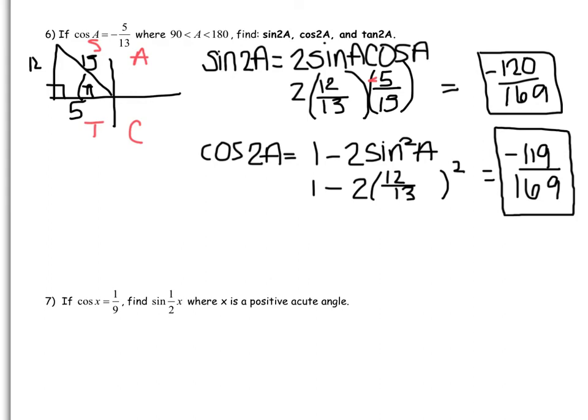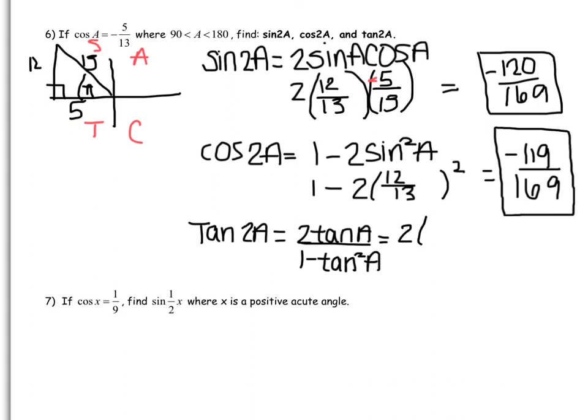Okay, last but not least, tangent of 2A. The formula for tangent, if you look on the front, is 2 tan A over 1 minus tan squared A. So tangent of A is what? TOA, opposite over adjacent, so 12 over 5. But is it positive or negative? It's negative, because in quadrant 2, the only thing that's positive is sine.